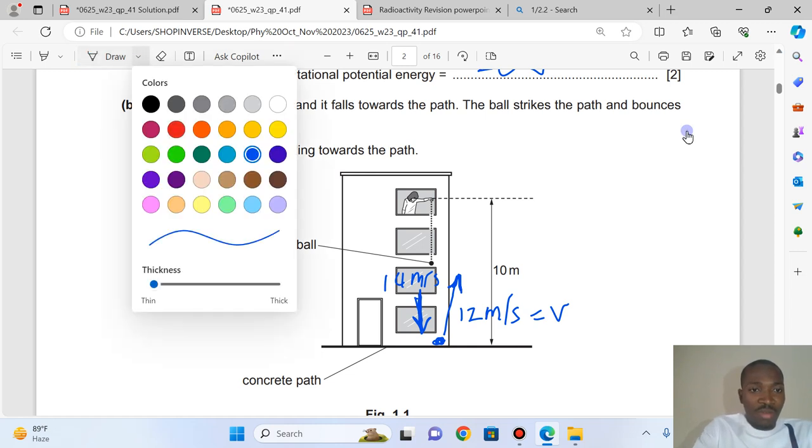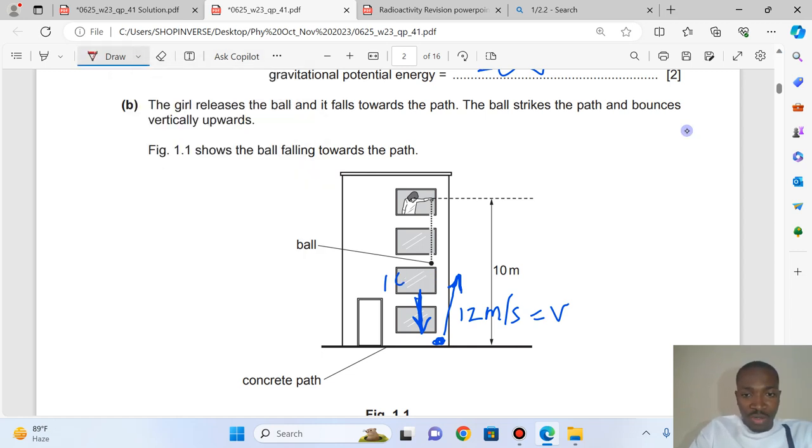Let me use different colors so everything does not look mixed up. So the ball fell downwards. I'm using color red to represent the motion of the ball downwards. It landed on the floor and bounced back upwards. It landed on the floor with a velocity of 14 meters per second.